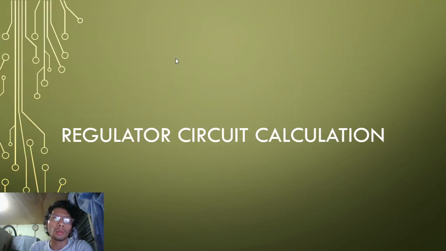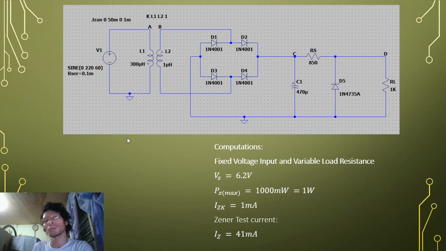So going forward, for the regulator circuit calculation, you can see here on my screen the schematic diagram of the regulator circuit design. For the design, the case here, we have a fixed voltage input and a variable load resistance, but I assume that the load resistance is 1k or 1 kilo ohm. So this is a variable resistance depending on the load or the device that will be connected to the power supply.